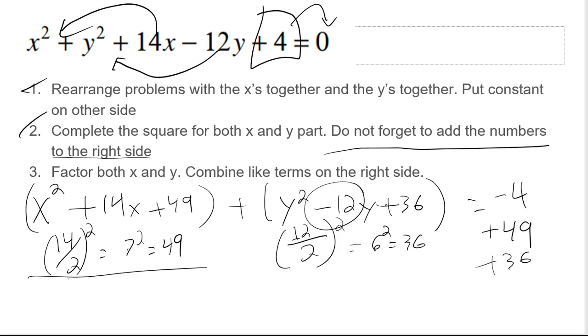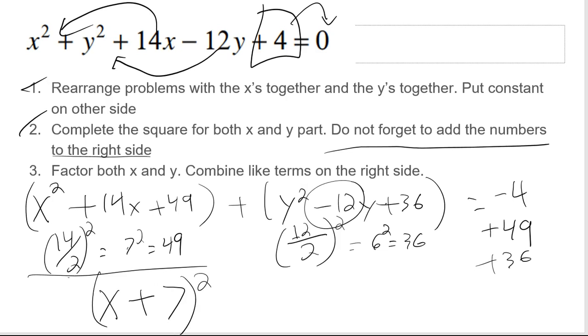Now let's just factor both x and y. Okay. So I'm going to factor this, just like we did before. So it's going to be x. This is a positive 14, so I'm going to do a positive number. Half of 14 is 7. Then we're going to square it. Over here, we have a y. 12 is negative, so I'm going to put a negative. And half of 12 is 6.